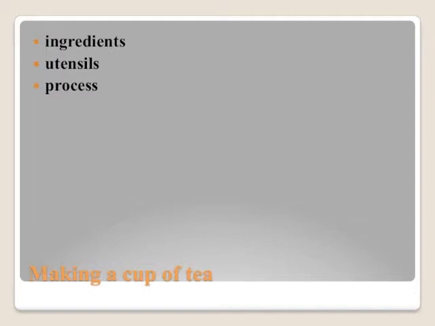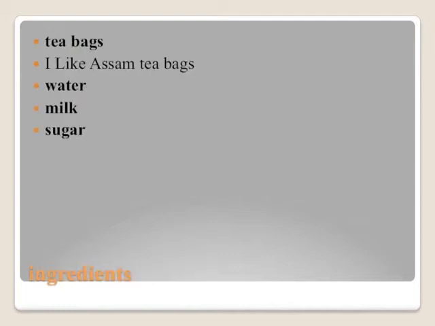So in our example here, I would go on to say, today we're going to look at making a cup of tea. We're going to talk about the ingredients we need, then we're going to talk about the utensils that we'll need to use and the process that we will follow. In terms of ingredients, we'll need some tea bags, personal favourite of mine is Assam, some water, some milk and some sugar.